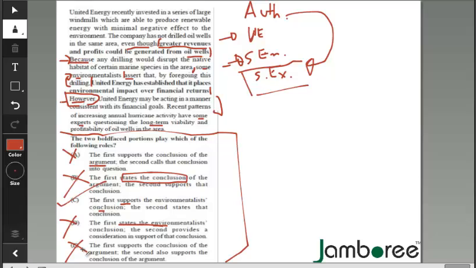So everybody, once you understand the main argument, this is a very easy question, but you have to understand the flow of the argument. Anybody has any questions? Anybody thinks anything else should have been the answer?